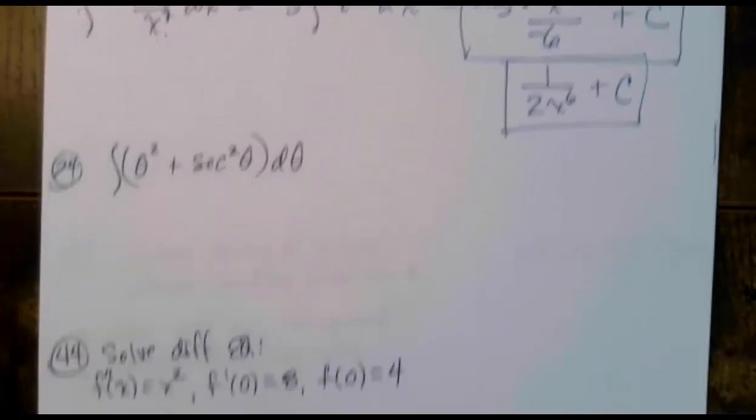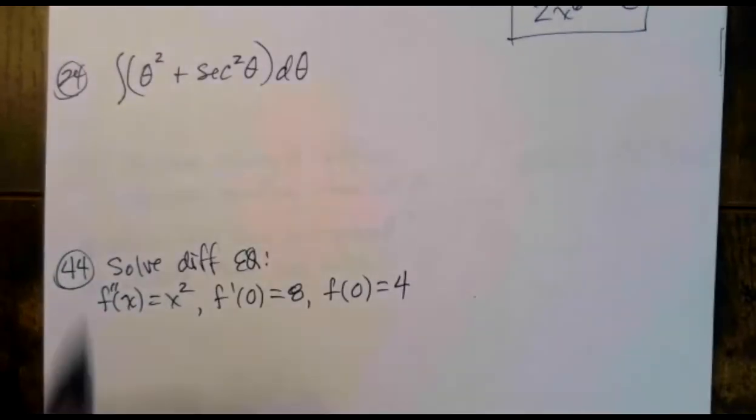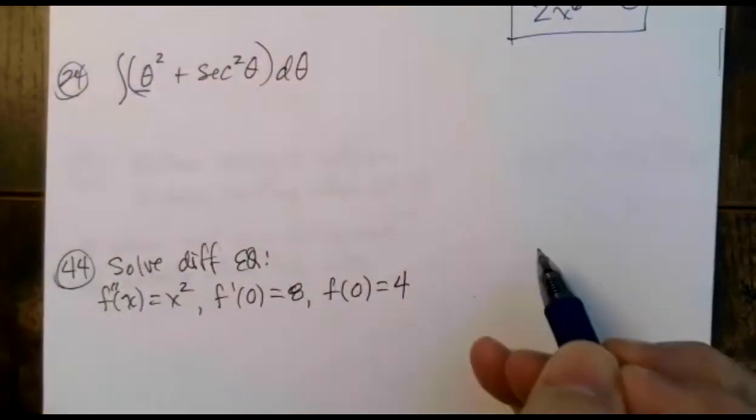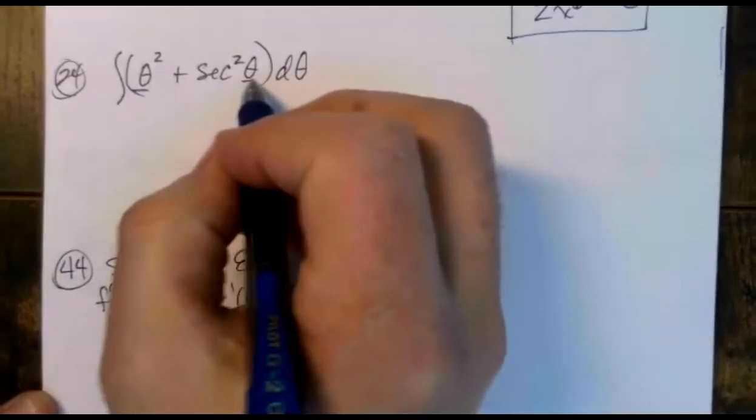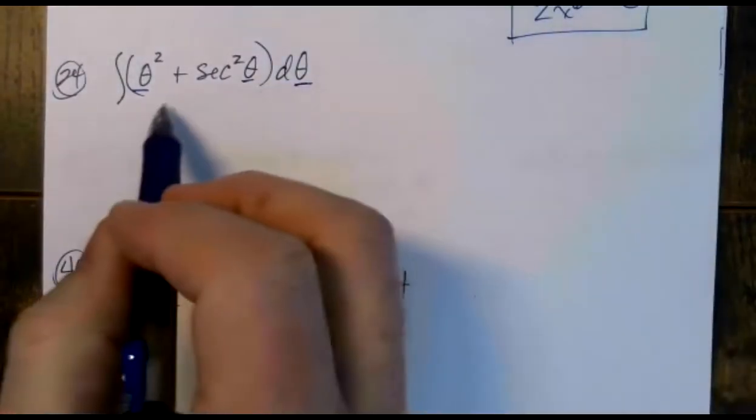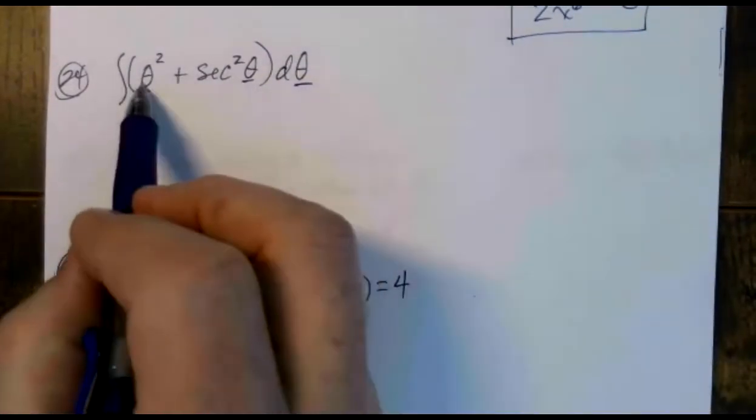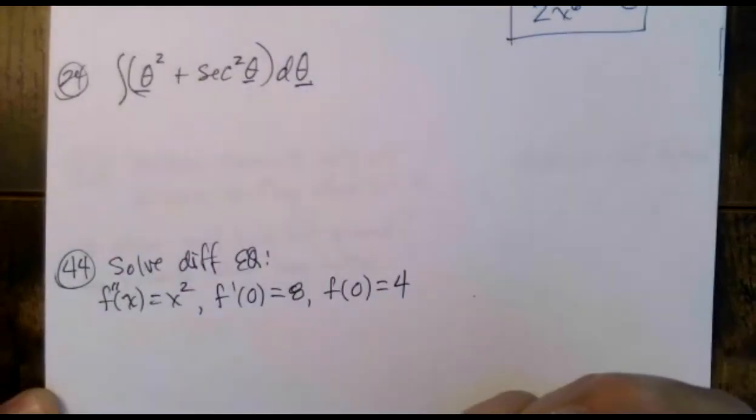All right, number 24. Don't freak out with different variables. It's theta, who cares? It's with respect to theta, so that all makes sense. If this said theta and this said dx, then we'd be in a whole different spot. That would be a whole different thing.